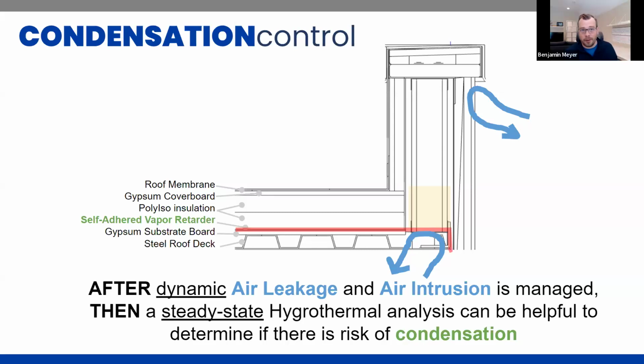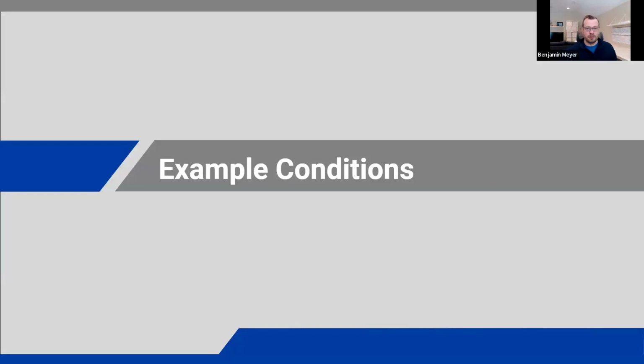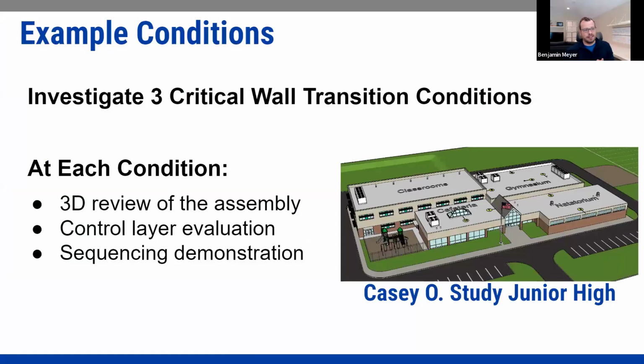So that was kind of a warm-up example. We have some meaty examples we'll go through here, but this is a way of thinking about what am I trying to manage? What are the risks I have? So we'll have a few example conditions. We're digging into what I like to call the KCO study junior high. We're going to look at three conditions, and at each condition, we'll look at a 3D of the area. We'll walk through control layers and what the risk is, what the design is.